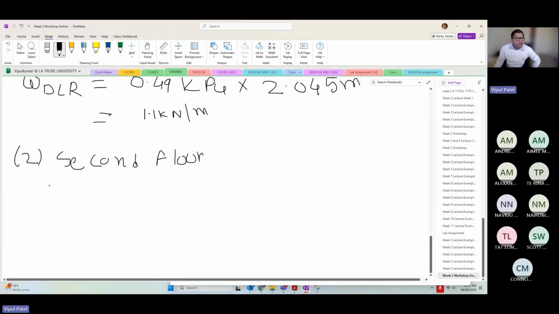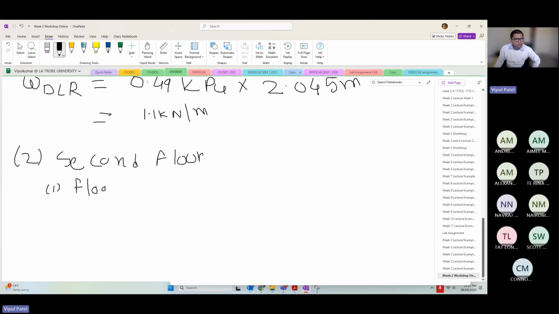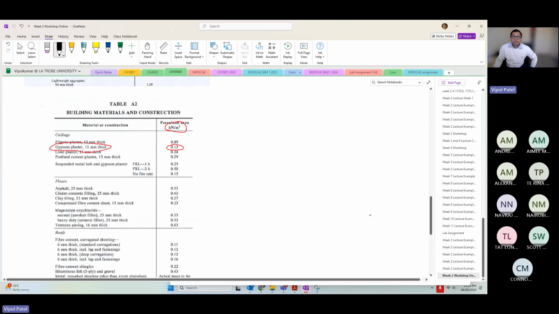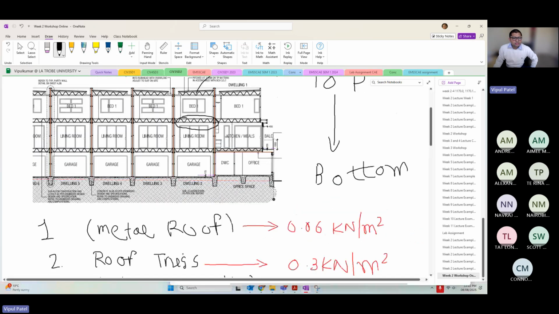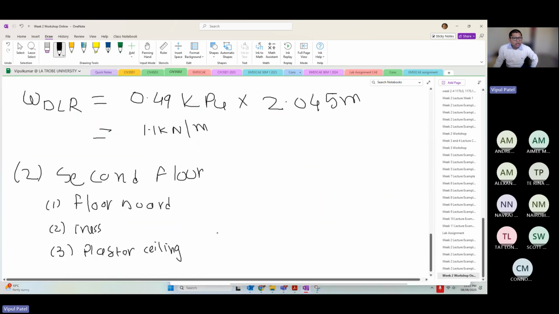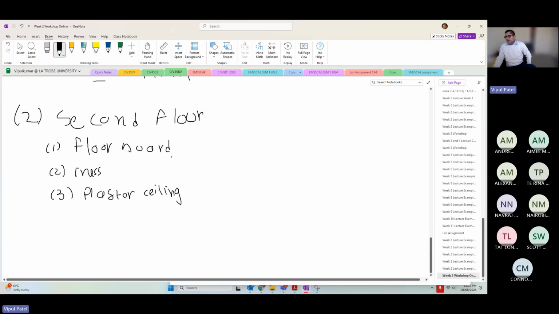So the first one is your floorboard. Then number two is a truss, and number three is a plaster ceiling. So there are three components of your second floor: floorboard, truss and plaster ceiling. That's again the same thing as a roof, but in the roof we have a metal roof on the top, and then truss and then plaster ceiling. The only change here is the floorboard.